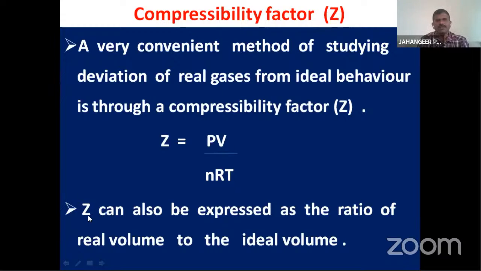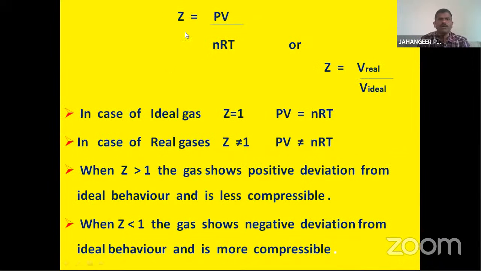This compressibility factor Z can also be expressed as a ratio of the real volume to the ideal volume. So the formula is Z equals PV upon nRT, or Z equals volume of the real gas to the volume of the ideal gas. For ideal gases, Z is equal to 1 always. What is the value of the compressibility factor for ideal gases, students? Z is always equal to 1.